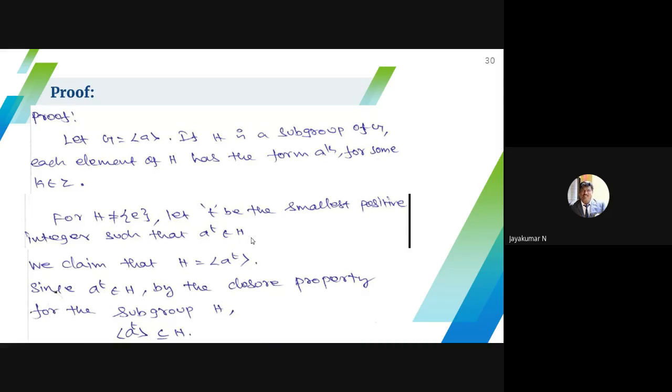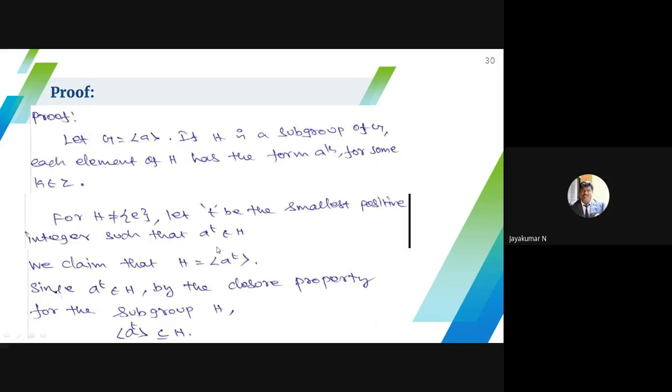The claim: H is generated by A power T. What is my claim? If I show that H is generated by A power T, then the theorem is over. Here G is generated by A, but I want to show that H is generated by A power T, because each and every element has the form A power some number. So definitely the subgroup is generated by A power some number, because G is cyclic.